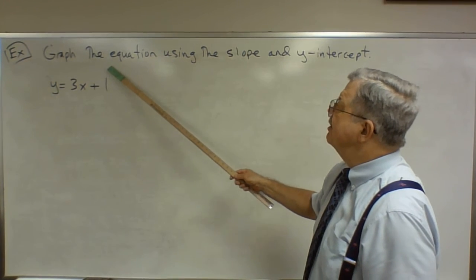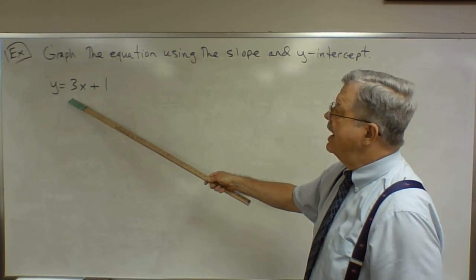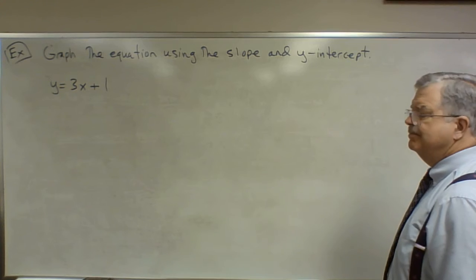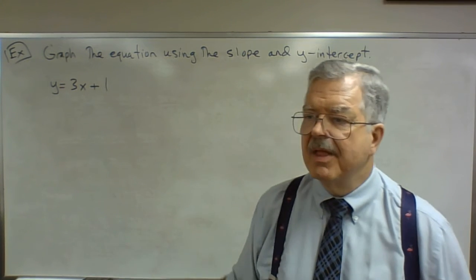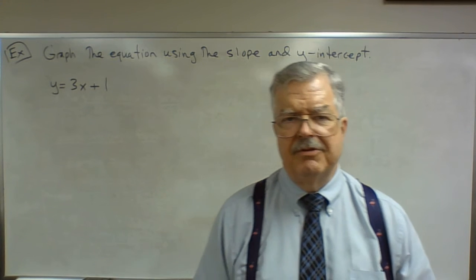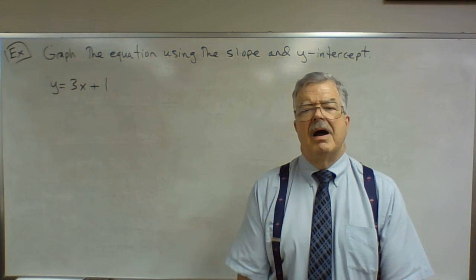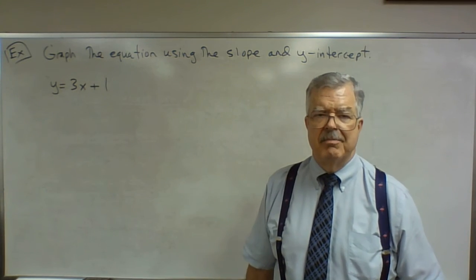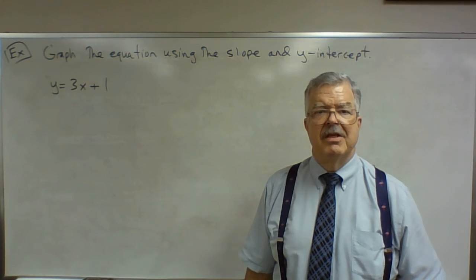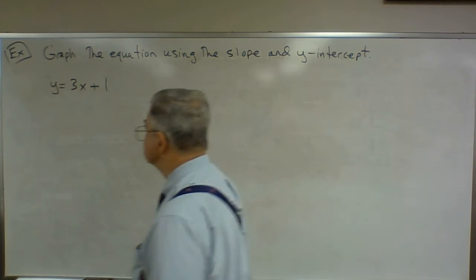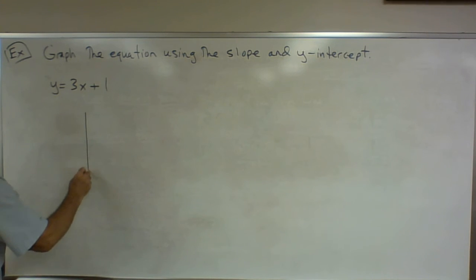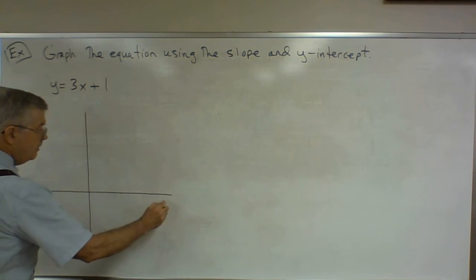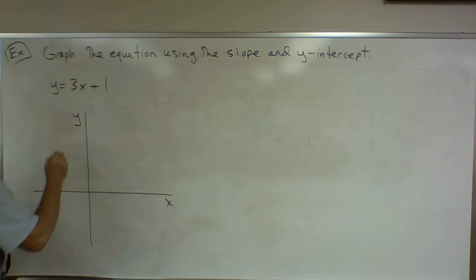Here's a good one. Graph the equation y equals 3x plus 1 using the slope and y-intercept. Okay, that's good. Before we do this, though, I want to mention something that will be helpful in doing all exercises of this type. It's a convention that we want to adopt. And I'm going to draw a picture of the XY coordinate system. Here's the x-axis. Here's the y-axis.